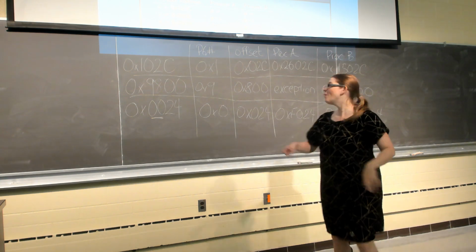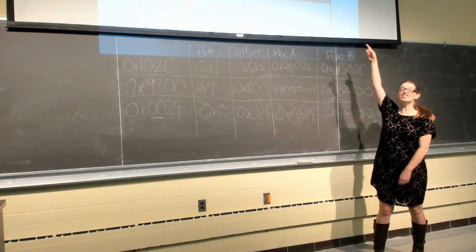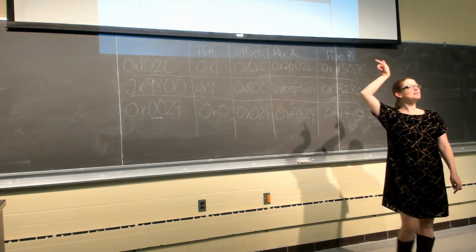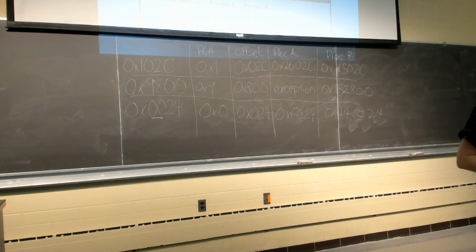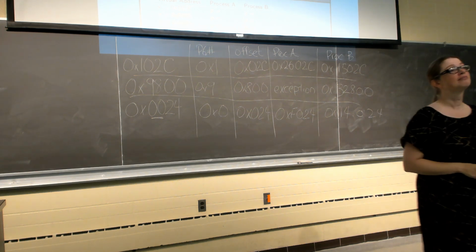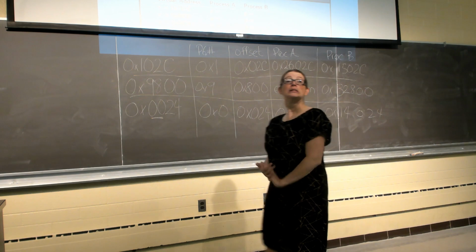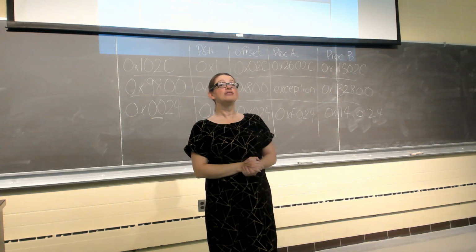Now you may be like, but wait a minute, this is 2 hex digits. Wouldn't that technically be 8 bits? But the highest order 2 bits for all of those frame numbers will always be 0. So that's why that works. Does that make sense? All right. Any other questions about this address translation?